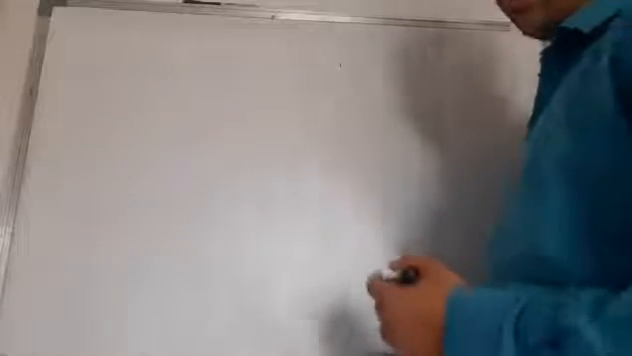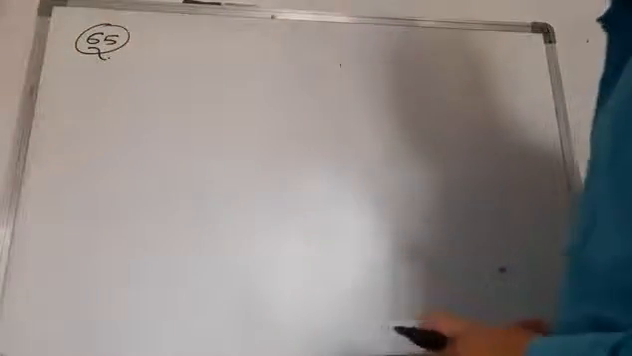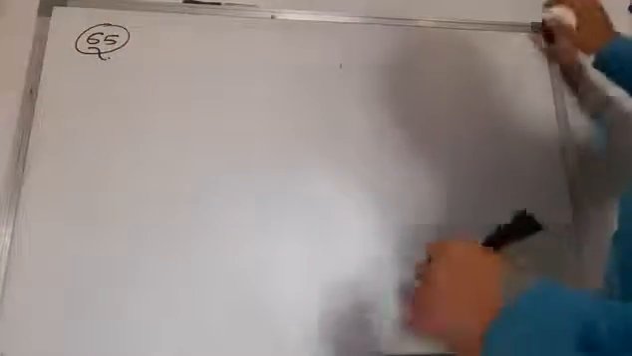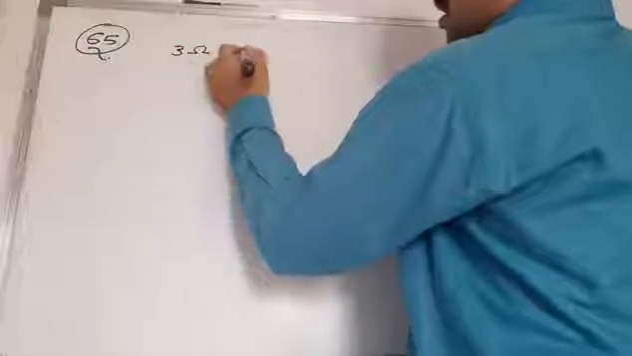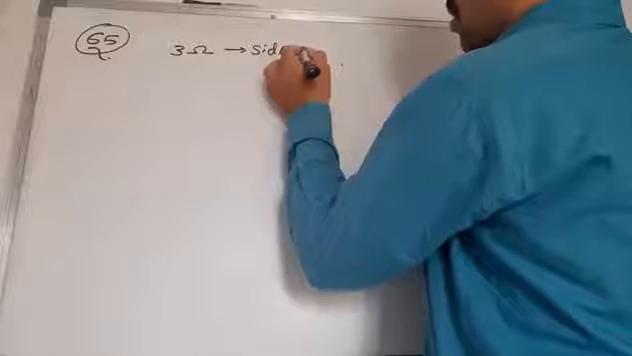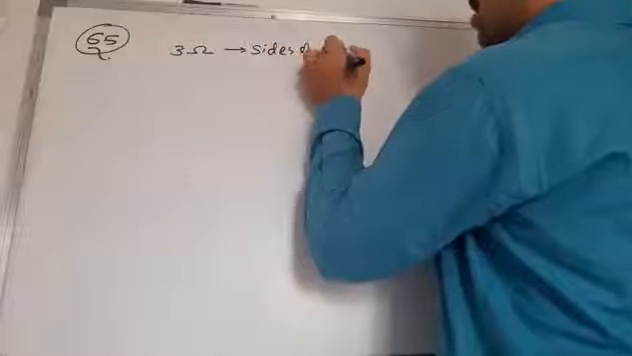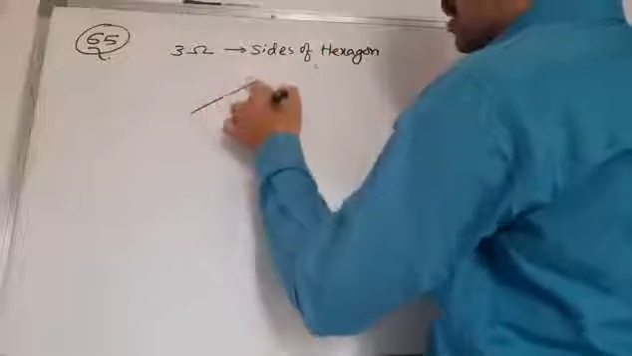In continuation to the previous problem, now the 65th question. He has given the resistance. There are 3 ohm resistances on the sides of the hexagon, on all the sides of the hexagon. Okay, a hexagon means it will be like this.